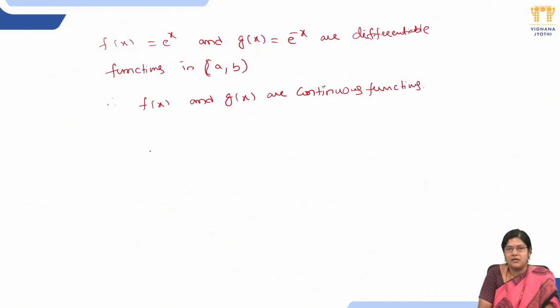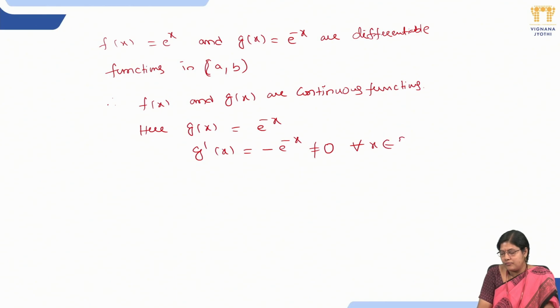f of x and g of x are continuous functions. Here, g of x is equal to e power minus x. Then g dash of x will be equal to minus e power minus x. That value is not equal to 0 for all values of x in the closed interval a comma b. Therefore, f of x and g of x satisfy all the conditions of Cauchy's mean value theorem.